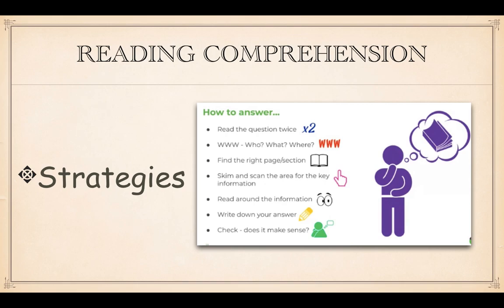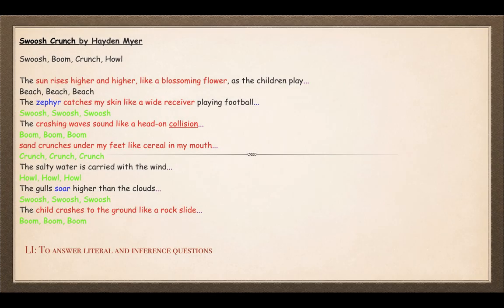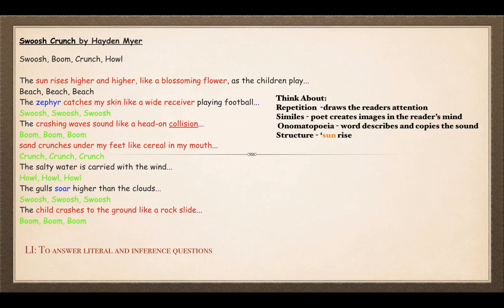Okay, now let's look at the poem. I've broken the poem up in half because it'd be far too much information for you to try and look at all at once. So just to remind you about the ability to answer literal and inference questions. So literal questions you can find in the text. Inference questions, you have to read around the information. So let's have a look at things to think about.